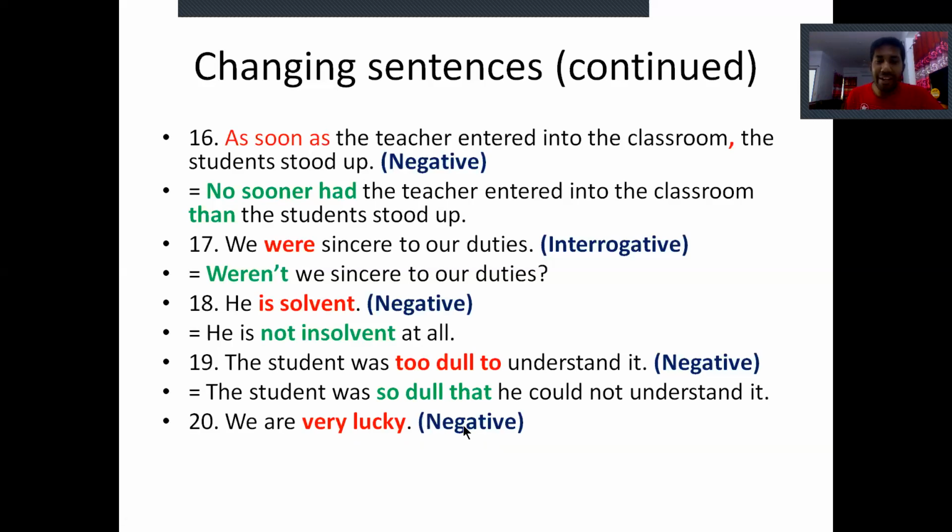We are very lucky. We have to make this sentence negative. To make this sentence negative, we have to find the opposite or antonym of the word lucky. The antonym of lucky is unlucky, and then add not with the auxiliary verb are. So, we are not unlucky. Then the opposite of very is at all. So the negative is: we are not unlucky at all.